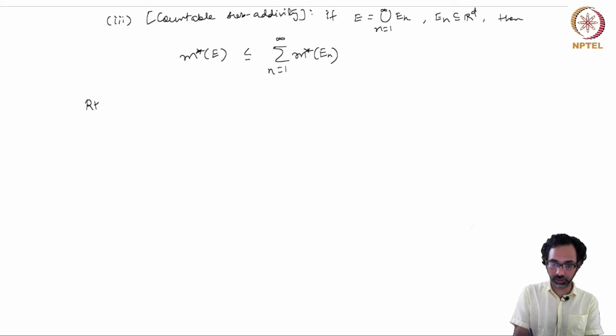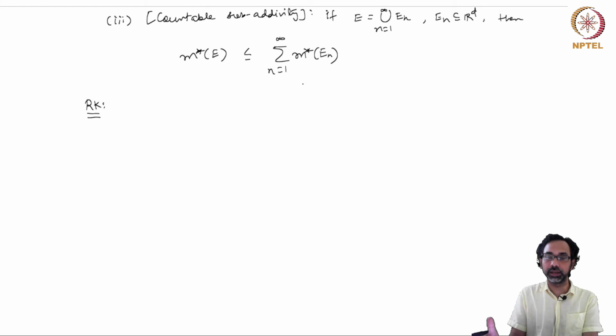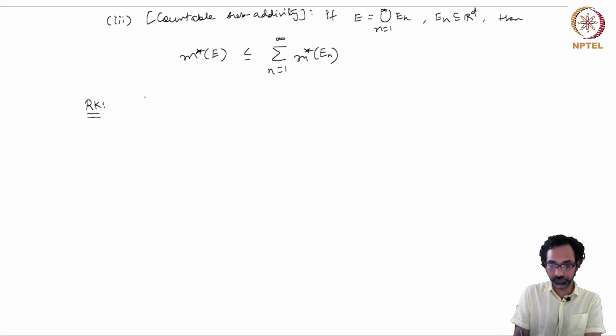A remark is in order here. Note that we are dealing with the possibility that m star of E, or each of these m star of E_n, can take the value plus infinity. So we have to define, for example, what plus infinity plus plus infinity is, and later on we will also see some factors alpha_n. Then we have to define what happens if m star of E_n is plus infinity and alpha_n is a real number: what is the product of such things? All of these are in the structure called the extended real number line.